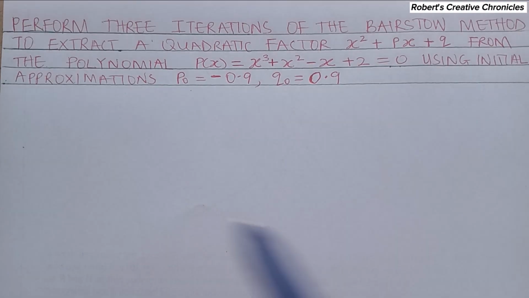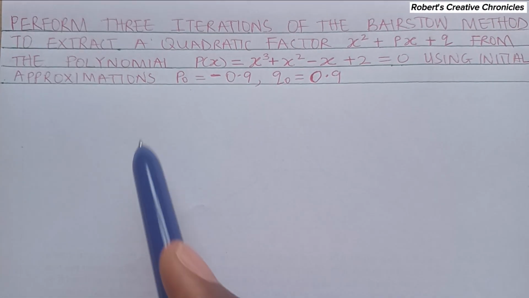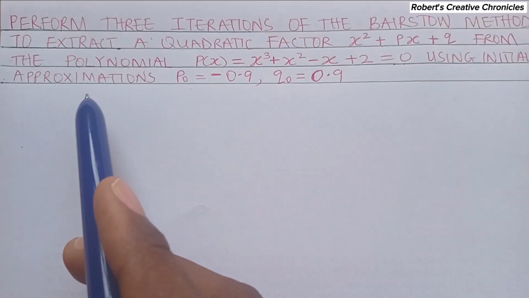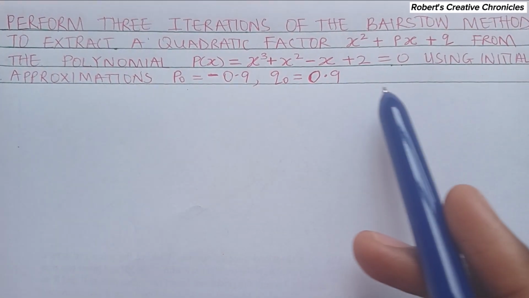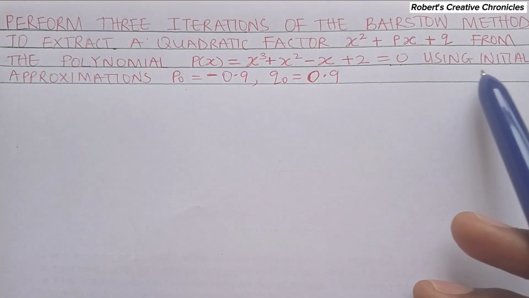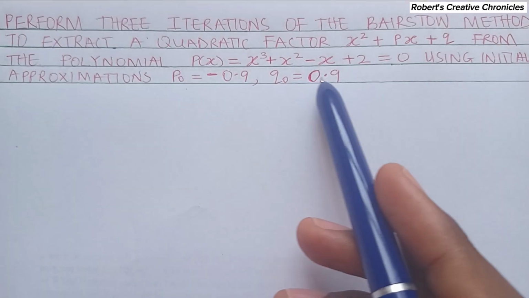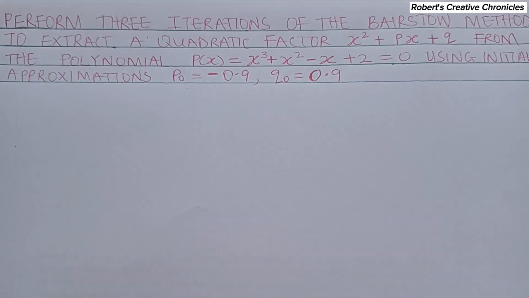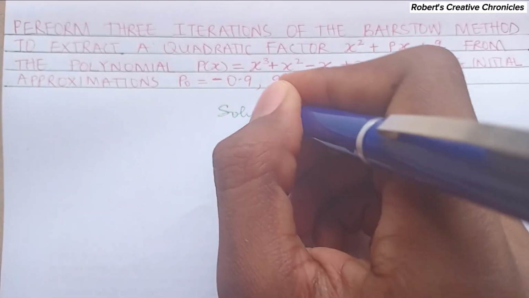So today, we'll be solving this question, which states: perform 3 iterations of the Bairstow method to extract a quadratic factor x squared plus px plus q from the polynomial using initial approximations. These are the 2 initial approximations. So, solution.